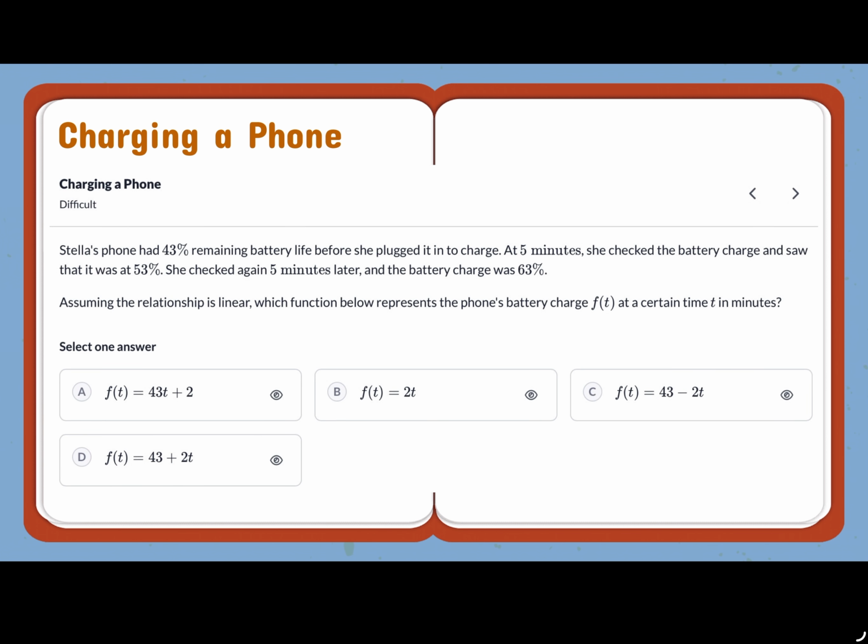Okay, charging a phone. Stella's phone had 43% remaining battery life before she plugged it into charge. At 5 minutes, she now has 53%. 5 minutes later, she has 63%.